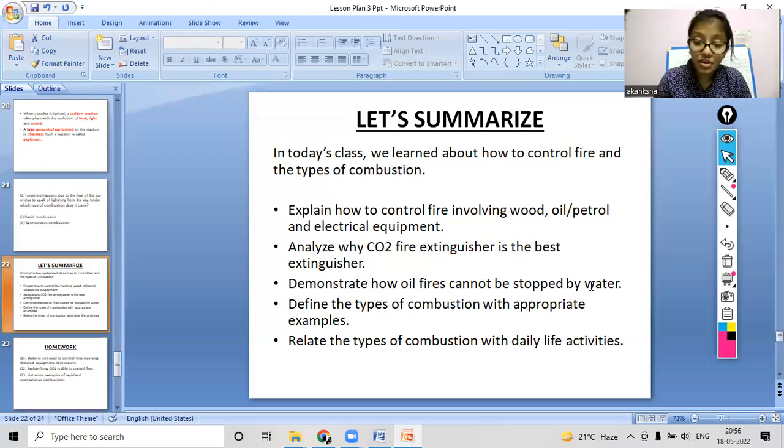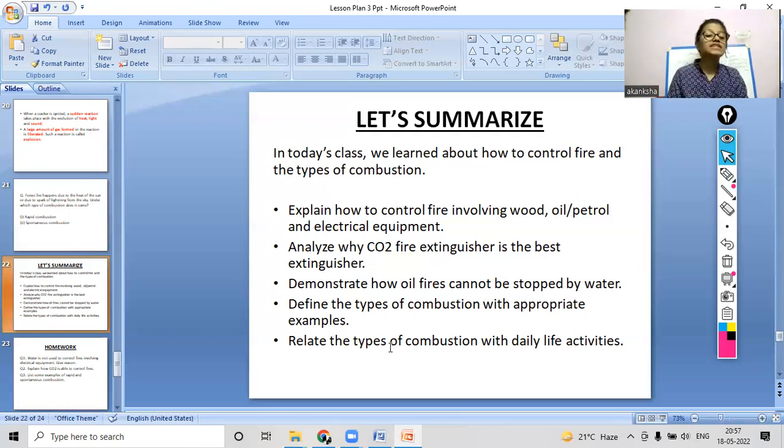Define the types of combustion with appropriate examples. The two types of combustion that we discussed are rapid and spontaneous, and you have to write examples in the chat box. Coming to the last point, relate the types of combustion with daily life activities. We just did a question on it. You can write the answers in the chat box. I will give you 5 seconds to complete it. Then we will see the homework for today's class.